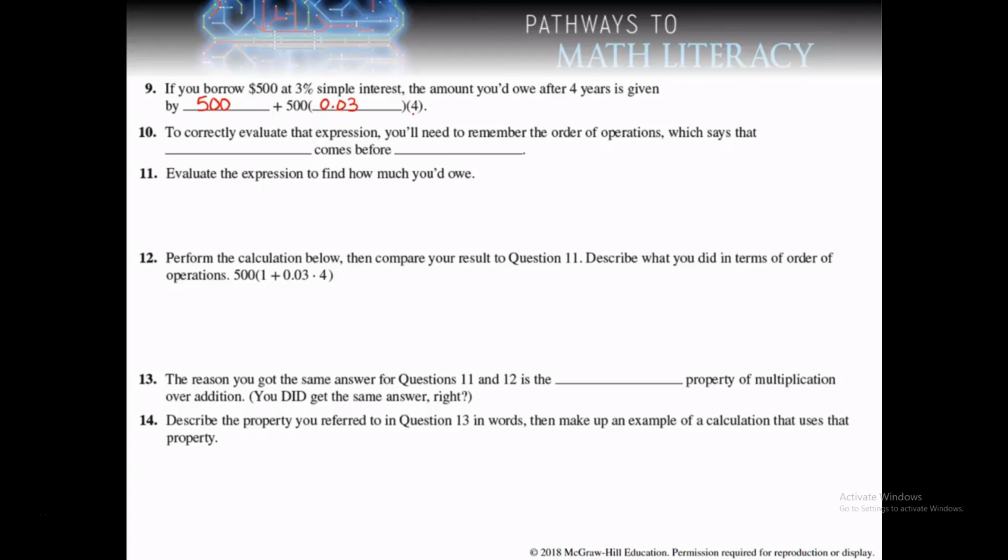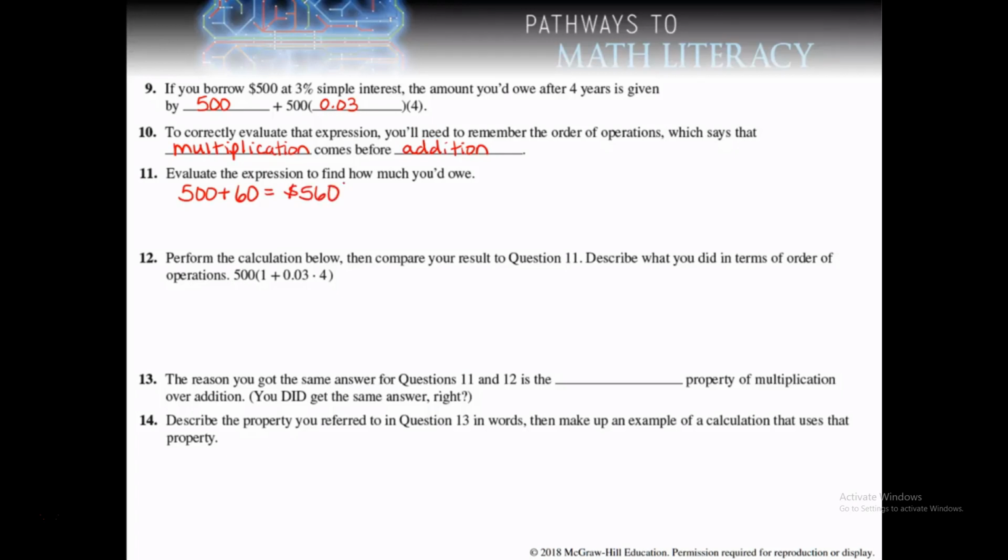10 reminds us that to correctly evaluate that, we need to remember the order of operations. Order of operations says that multiplication comes before addition. So in 11, that means to evaluate that, we would first need to multiply 500 times 0.03 times 4. So that's going to be 500 plus 500 times 0.03 times 4, which comes out to 60. And so that ends up being $560.